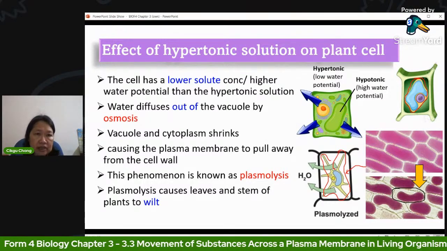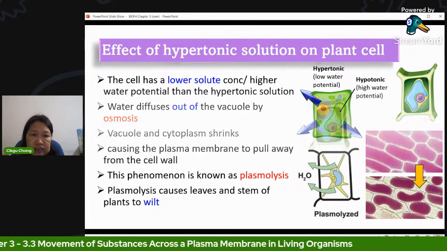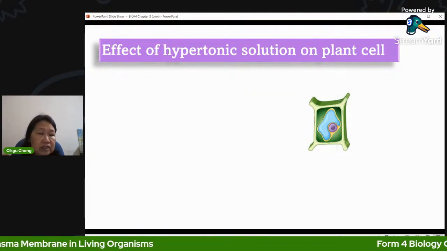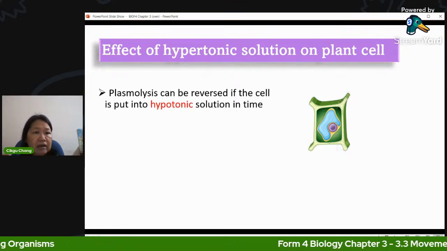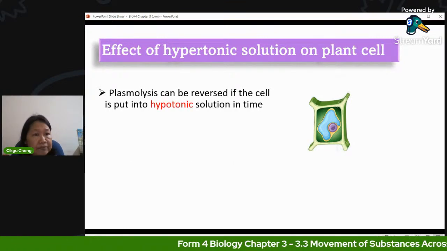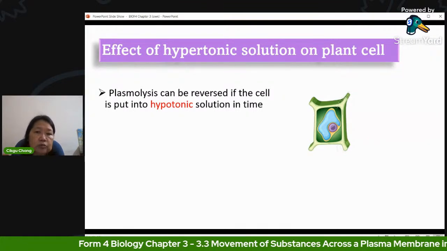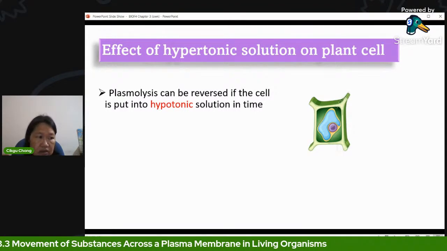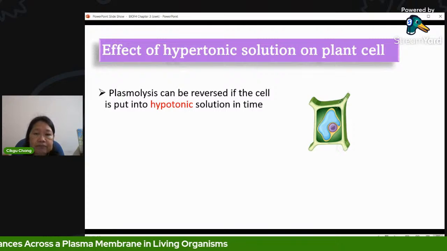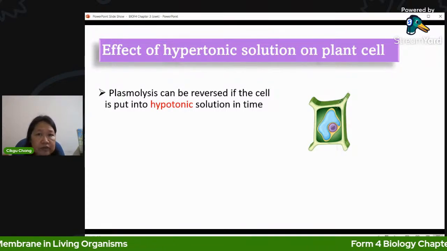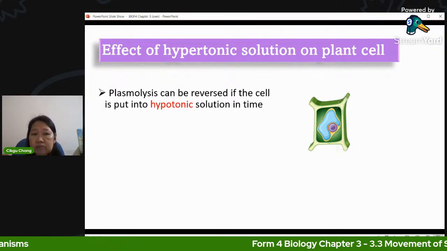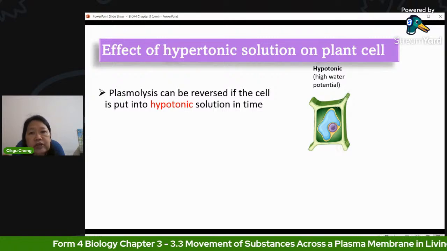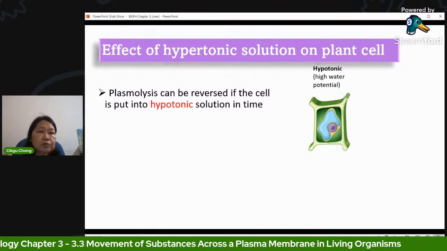Now, let me introduce you to another concept. You can reverse this. If your plant has undergone plasmolysis, you can reverse it in time. If you can put it back into hypotonic solution in time, this process can be reversed. That means you're going to bring water back into the cell, but not too long. If the cell is wilted for too long, it could be irreversible, cannot reverse anymore. That means the plant will die. But if it's put into hypotonic solution in time, you can reverse the condition. So the best is to always put in distilled water.